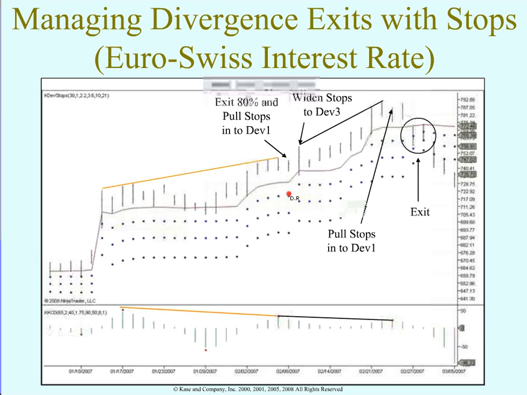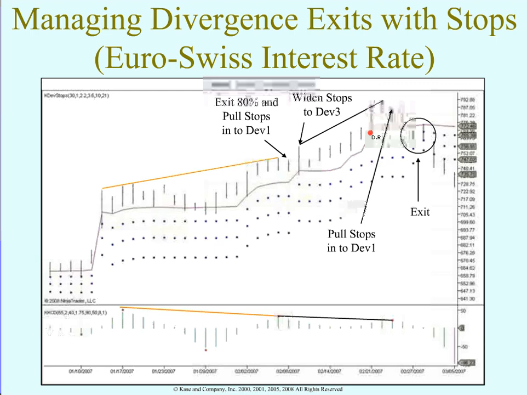So down here at the bottom we have Dev 3. That's where we're holding our stops at the beginning of the trade, and then we pull in our stops to Dev 1, so we're taking less risk. Now, the moment that this market makes a new high and nullifies the earlier divergence, showing us that it was a premature indication, we're still 20% long, we still have some of our length on, and we go ahead and widen our stops back out to Dev 3.